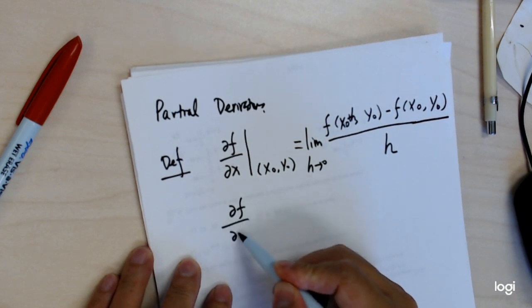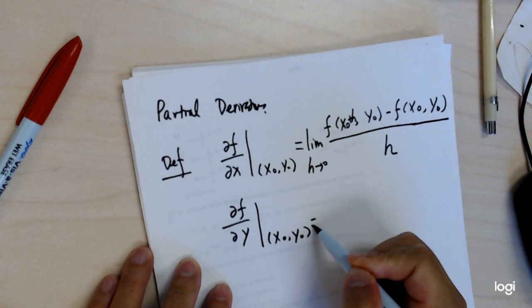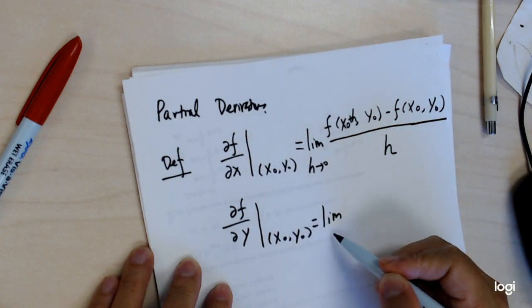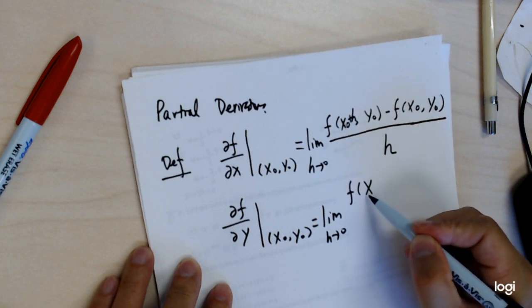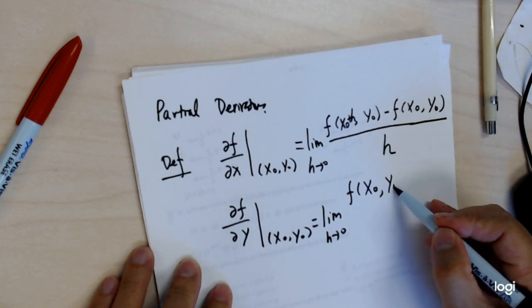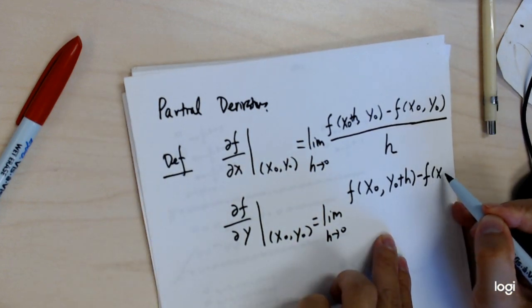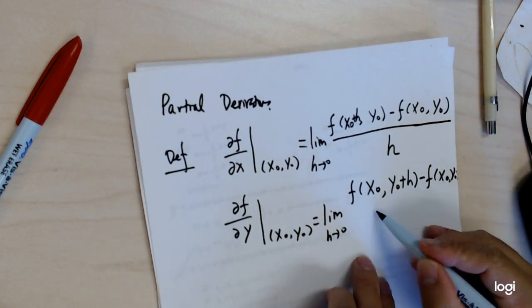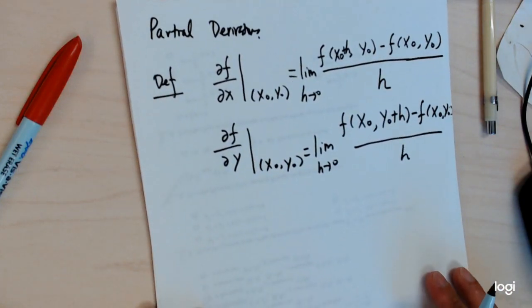Partial derivative with respect to y. Same way, but this time you're going to leave x alone. You give the y value a little bit of change h, and then divide by h. So that's how that is calculated.